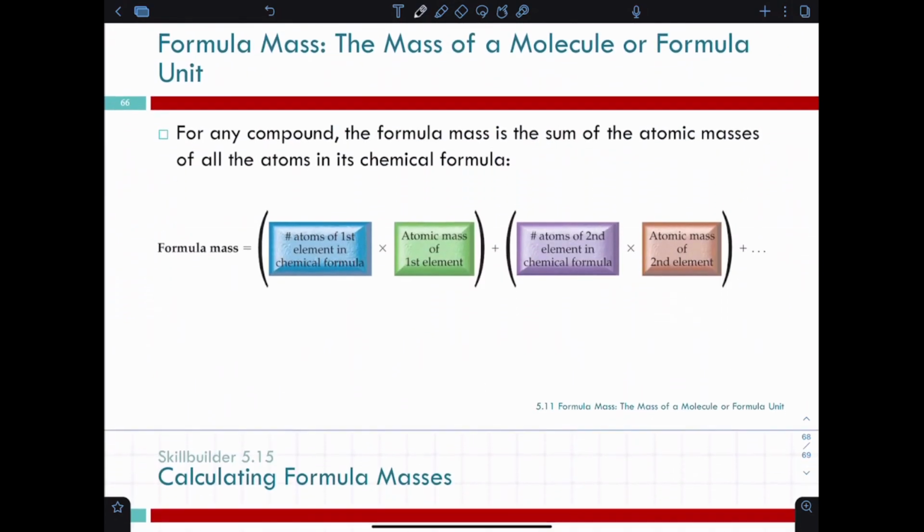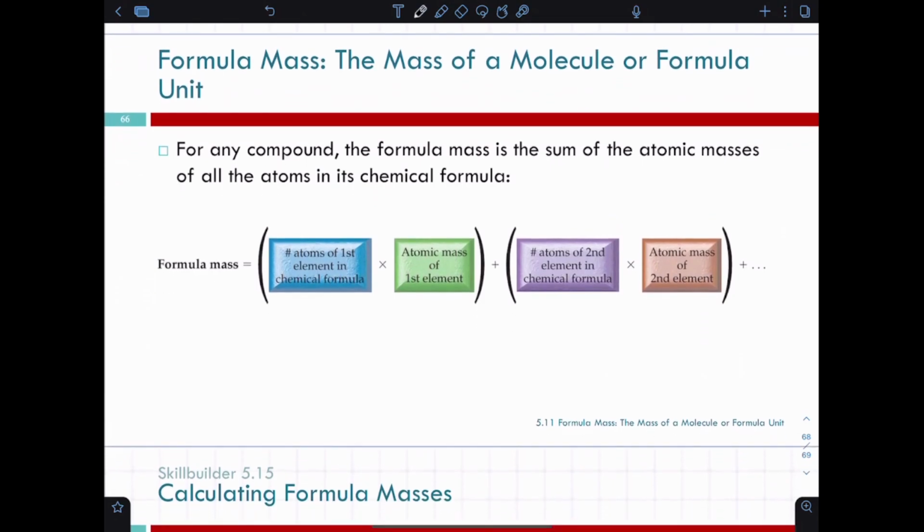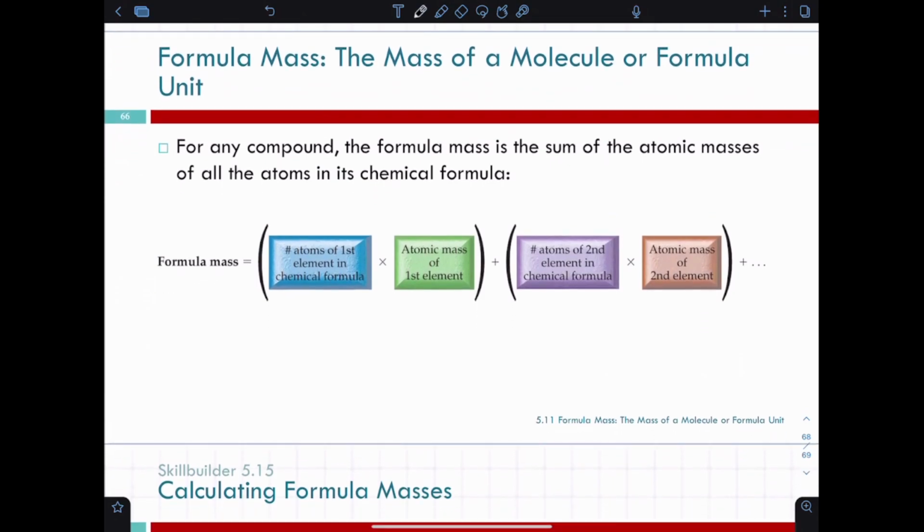Last thing in this chapter, which I always find odd that it's just tacked onto the end here, is the formula mass of chemical compounds. So this is another thing we're going to be using a lot. The formula mass is the mass of a molecule or a formula unit.